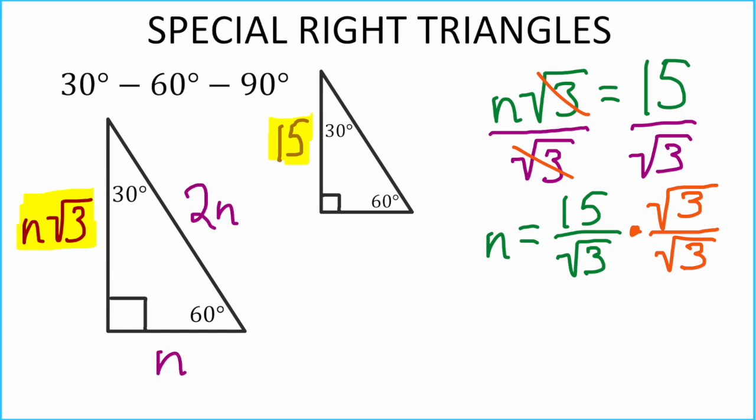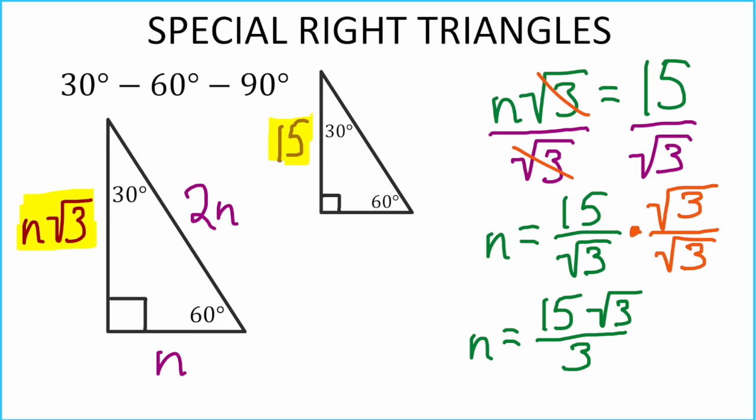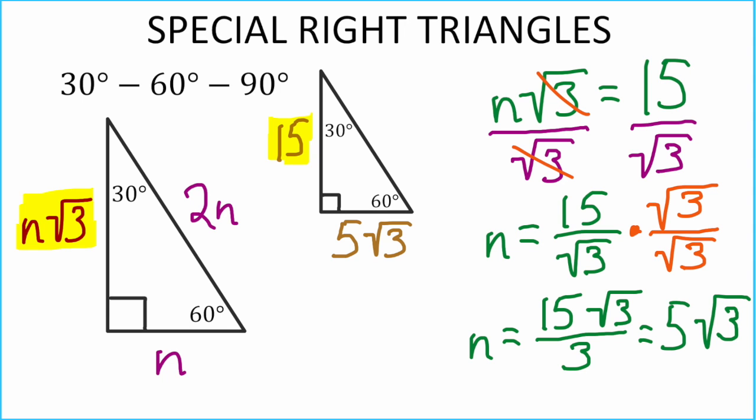Multiply by radical 3 over radical 3 to simplify the radical, and we're left with 15 radical 3 over 3, and this time the 15 and the 3 can reduce to 5 radical 3. So 5 radical 3 would be our short leg, and then to find our hypotenuse, we're going to just double it, and that would give us 10 radical 3 for our hypotenuse.